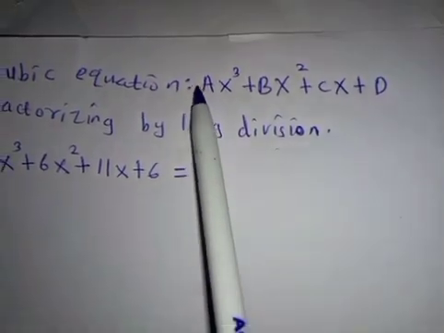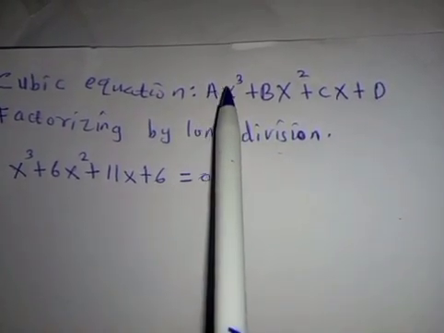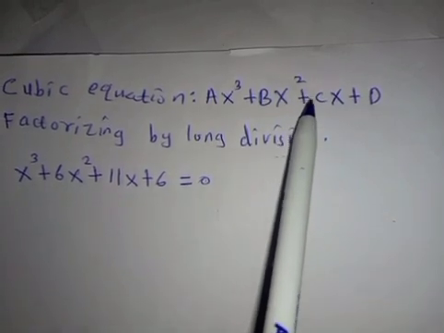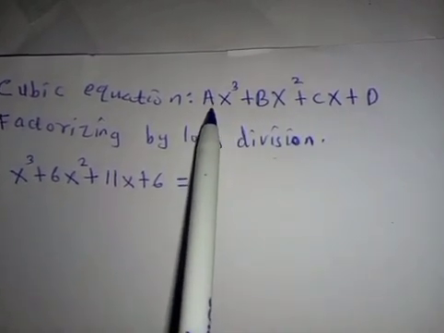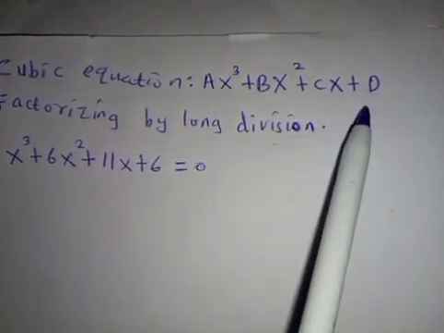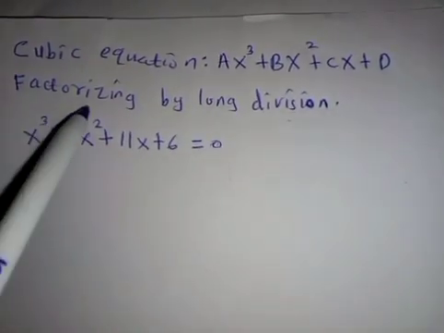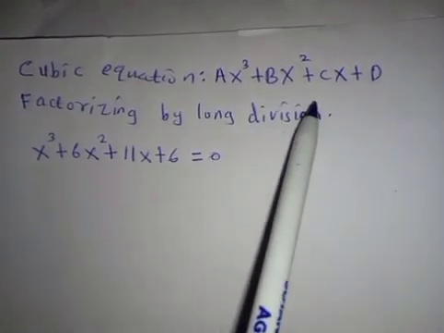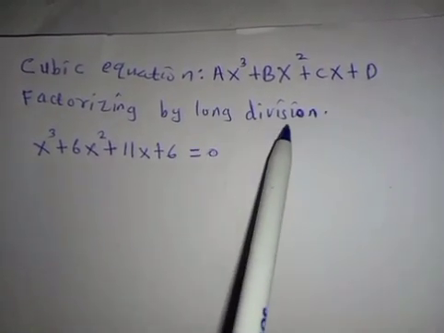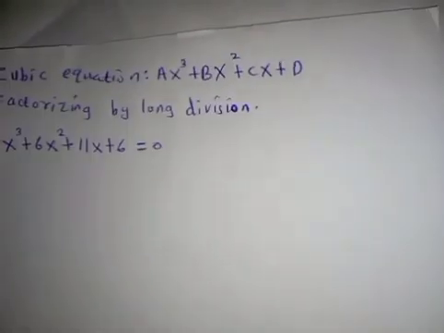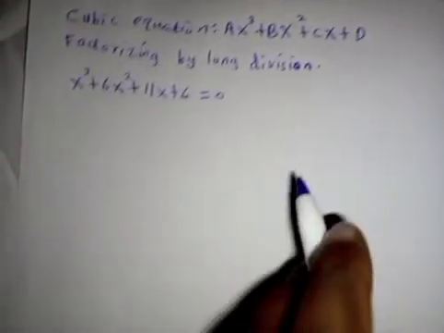This is the standard form of a cubic equation: ax^3 + bx^2 + cx + d, where a, b, c, and d are all constants. Our focus today is factorizing the cubic equation by long division. Now, this method involves two stages or two processes.